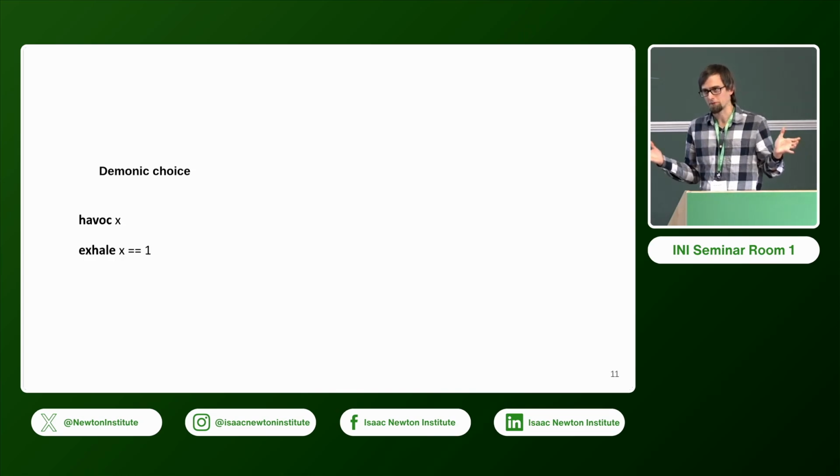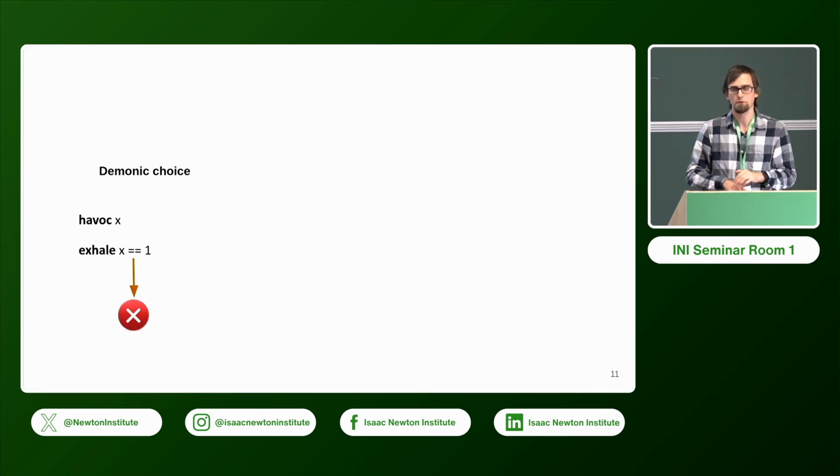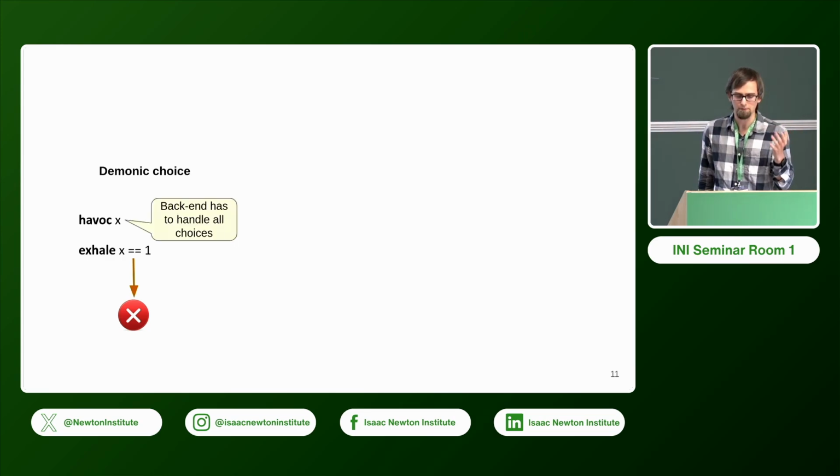So probably most of you are familiar with the standard form of non-determinism, also called demonic choice, which is, for example, exposed by the havoc statement. If you have the program where we havoc x and then want to prove that x is equal to 1, this should always fail. We shouldn't be able to prove that x is equal to 1 because it might be some arbitrary other value. So this non-deterministic choice by the havoc statement is really demonic. The backend has to handle all possible choices of this havoc statement.